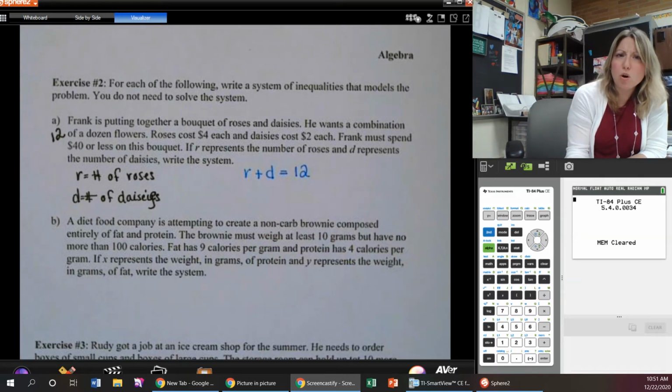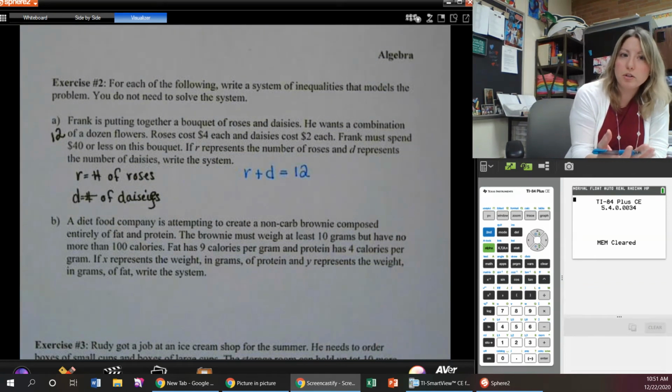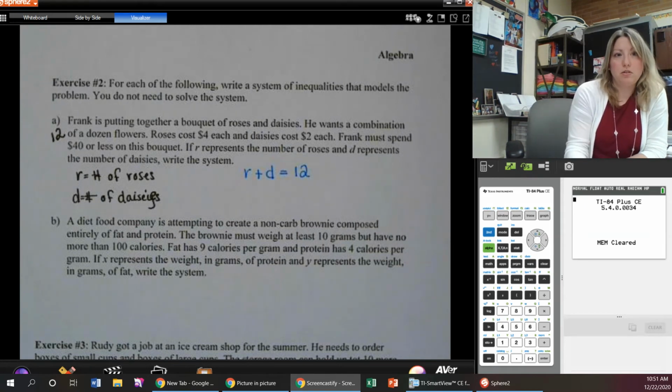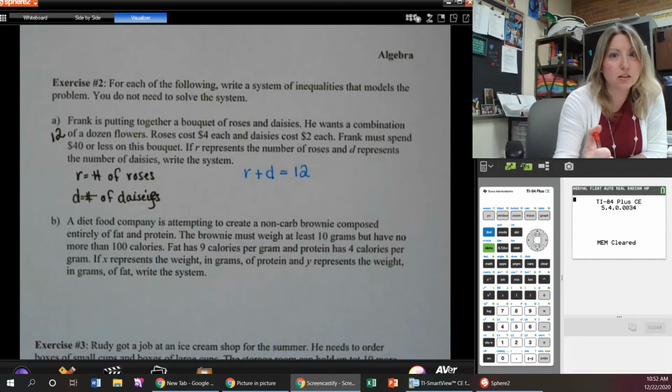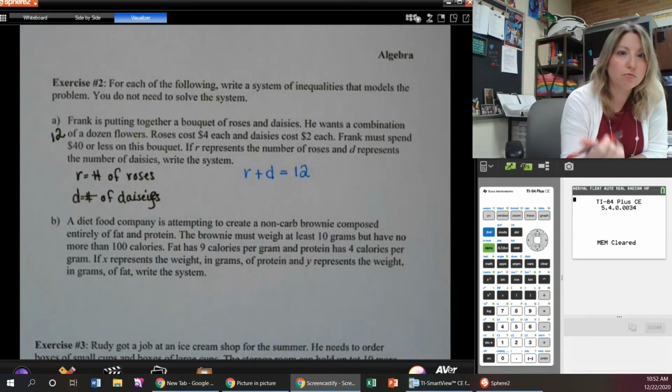Could it possibly be more than a dozen? Could it possibly be less than a dozen? It doesn't say. So this is going to be on the line, right? He wants a combination of a dozen flowers, but he needs to spend less than 40 bucks. So that's this one being an inequality, right?